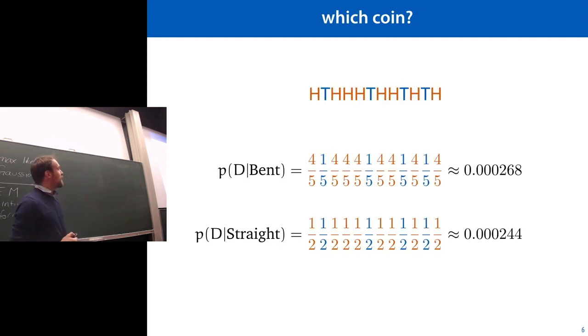So just to finish the coin example, we can assume that every coin flip is independent. So the probability of the whole sequence is just the probability of the individual events multiplied by each other. So for the bent coin, we just multiply 4/5 for every heads and 1/5 for every tails. So we get about 3 zeros and then 268. And for the straight coin, we just multiply 1/2 because both events have probability 1/2. And it turns out that the probabilities are quite close, but ultimately we should prefer the bent coin a little bit.